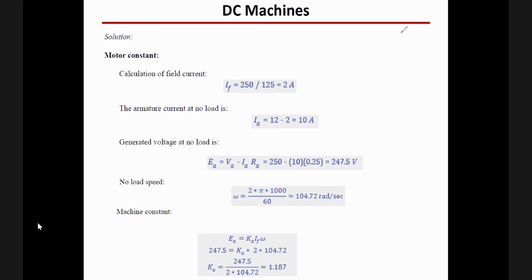So the meaning of machine constant is that it should not change. It's a constant for the machine. So we should not change this.